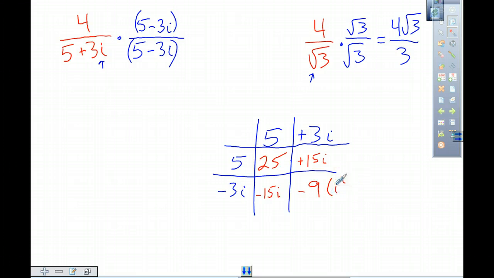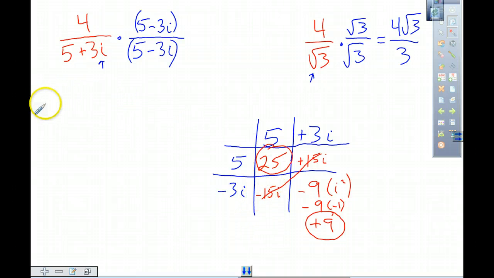i squared. Now, as you guys already jumped to, i squared is negative 1. So really in this box we end up with what number? Positive 9. So we have a positive 9, a positive 25, and then the imaginary parts canceling out. So my new denominator is just what? 34.